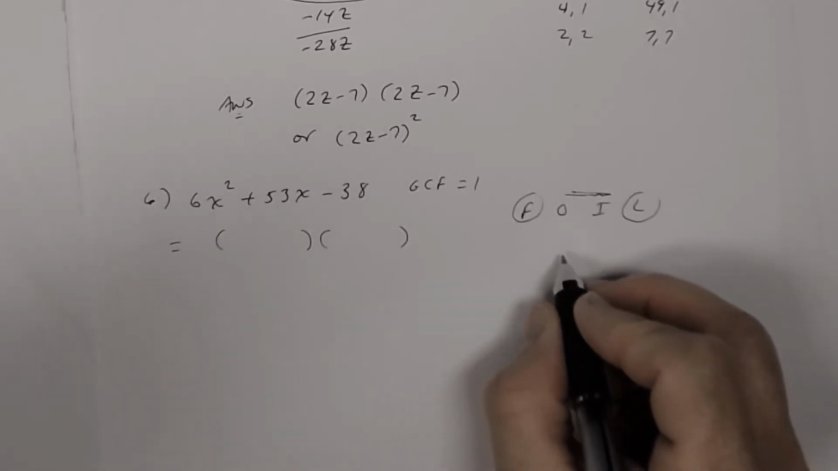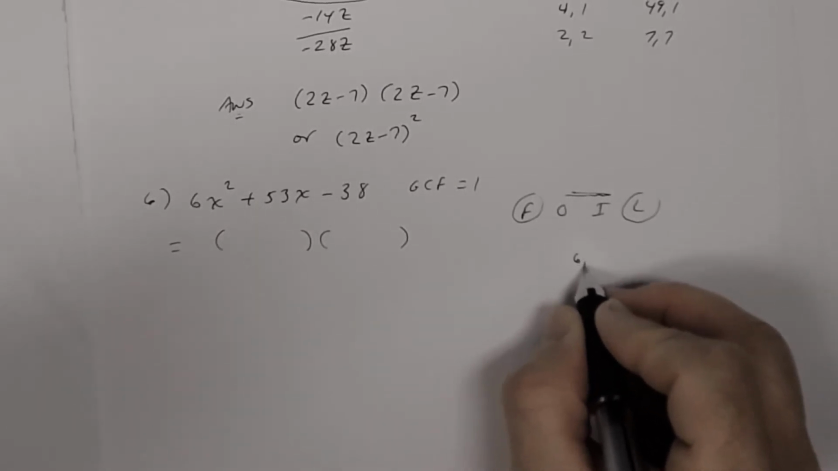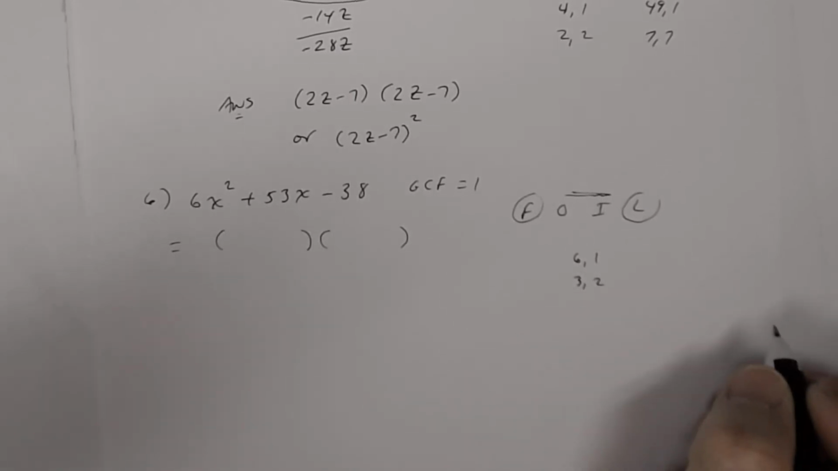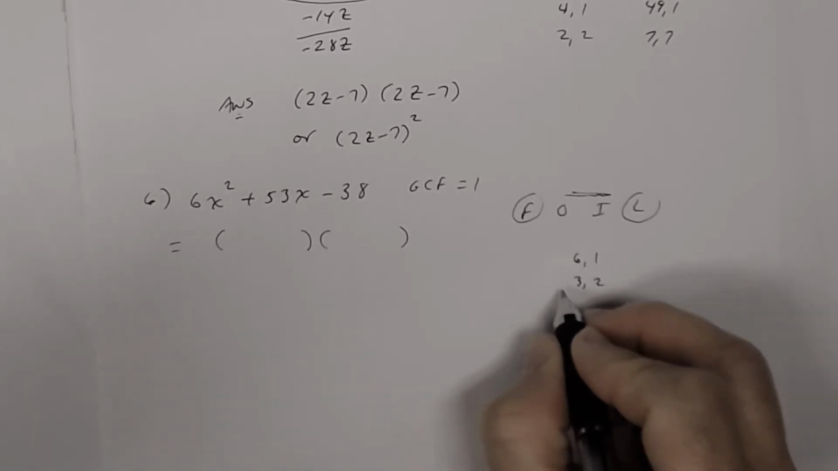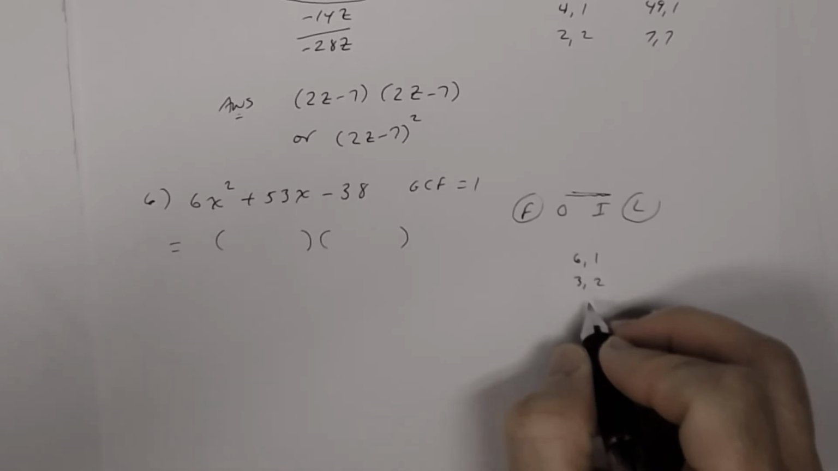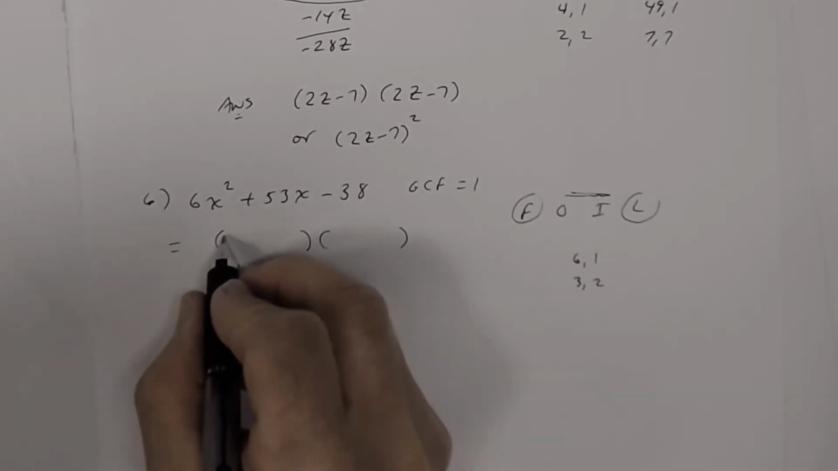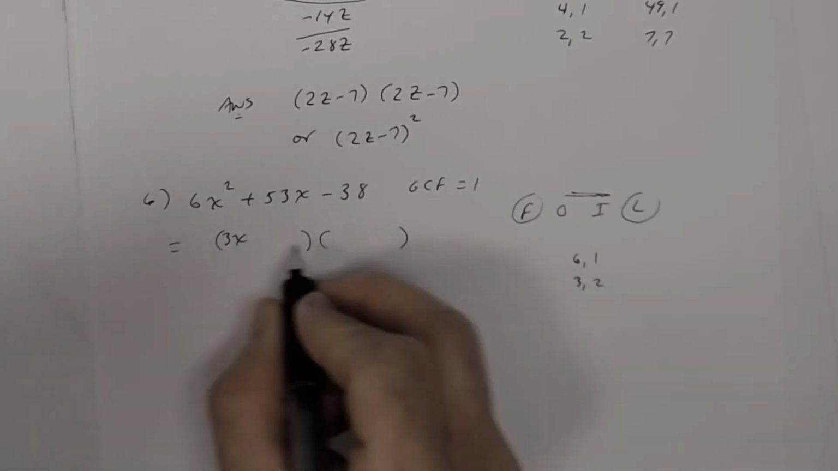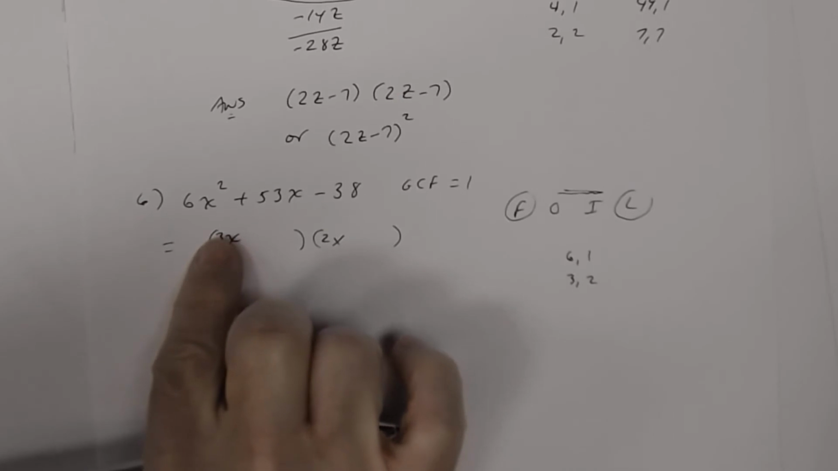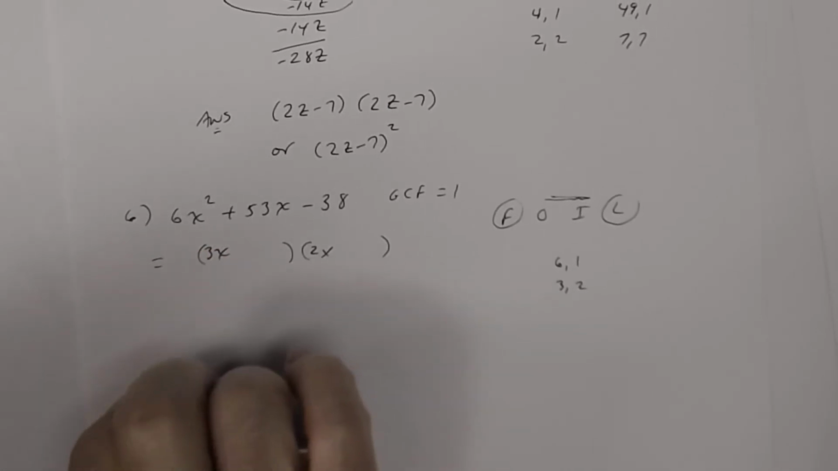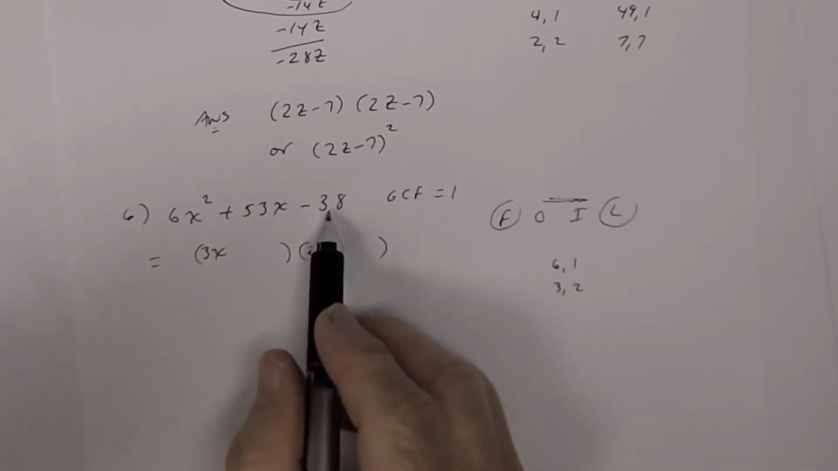So there are 2 possibilities for 6. 6 times 1, 3 times 2, correct? So what do you want to try first? Yeah, I would try 3 and 2 first. It may not work. It may be that 6 and 1 is what I need to use, but let's just try 3 and 2 first. So we're going to say 3x and 2x. Now remember, you could have put 2x here. Does not matter. Okay, now let's look at the last.